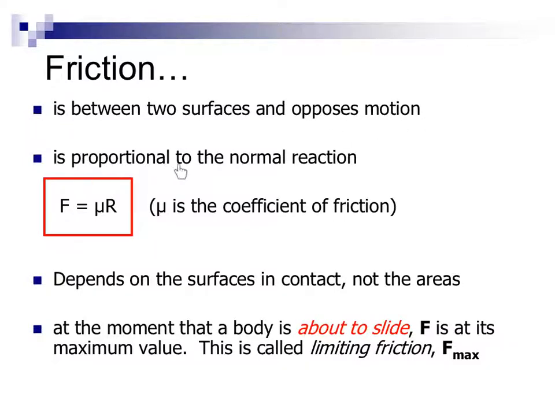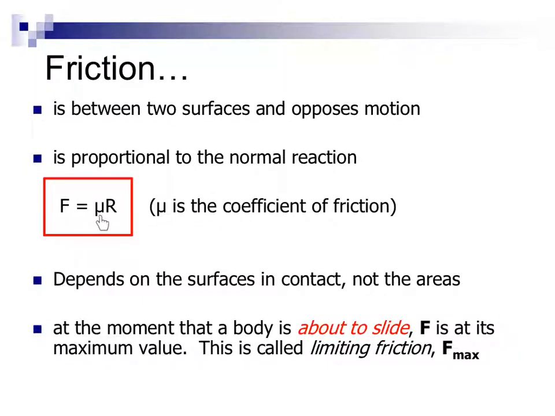Friction is also proportional to the normal reaction. We've seen that when a body sits on a desk or a table, it has a weight acting down through the table, but the table also provides a normal reaction upwards. We've calculated that before, but we haven't used it in calculations. The normal reaction is an important force because it's used to help find the value of friction. And friction F is equal to mu R.